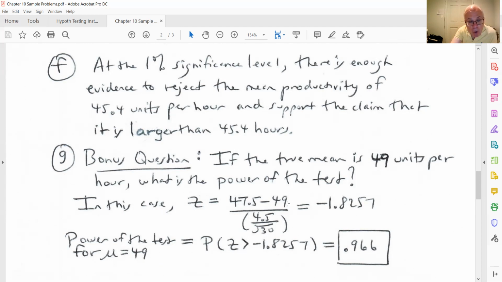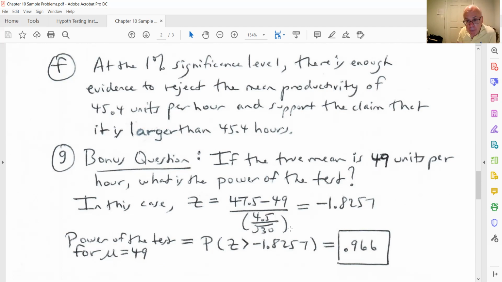Plug in 49 for your population mean. The denominator stays the same, by the way. You're assuming that the standard error is the same. There's no change in that. That's the assumption. Now, in the case of the proportion, it does change. The standard error changes in the proportion problem, but it doesn't change here.